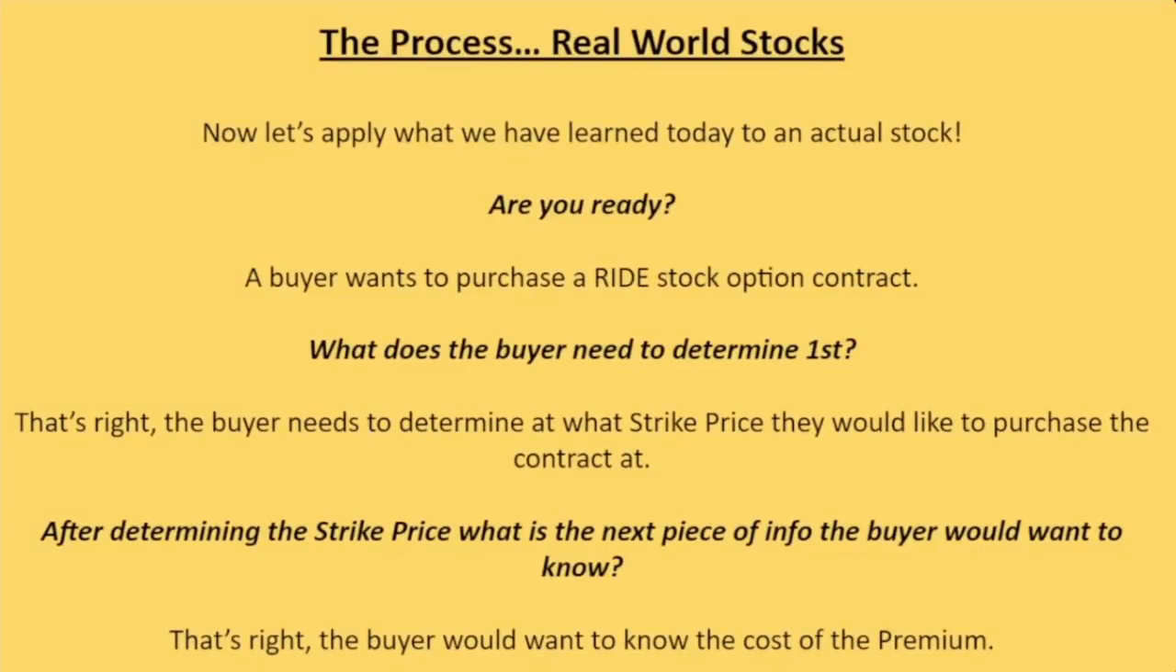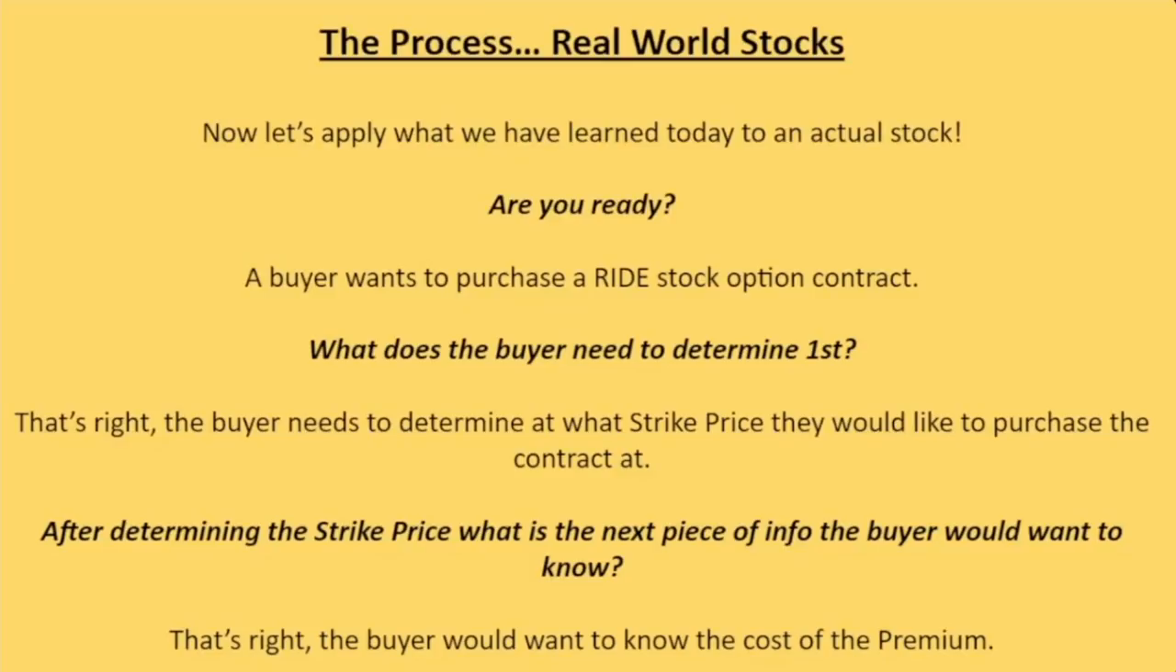A buyer in this scenario wants to buy or purchase a RIDE stock option contract. Now, what is the buyer going to need to determine first, guys? The very first thing the buyer's going to need to determine when he's trying to buy an options contract is going to be the strike price. He's going to look and see where the current trading price is, the current price that we showed on the screen, and then he's going to look and see the strike price. Whether it's here or there is not really important, but that's the first thing a buyer is going to determine.